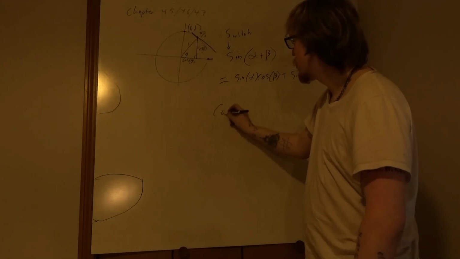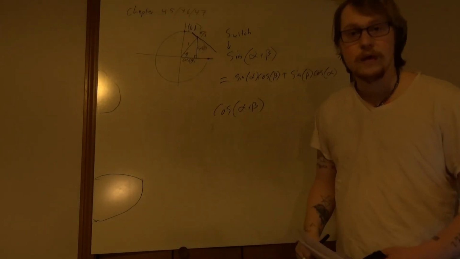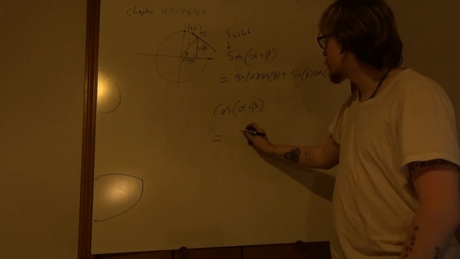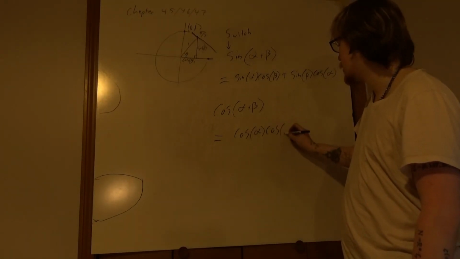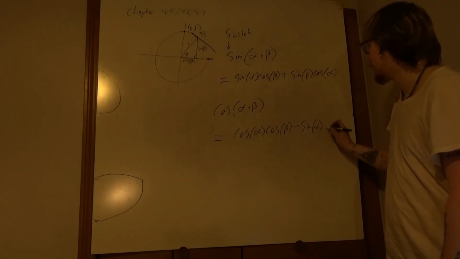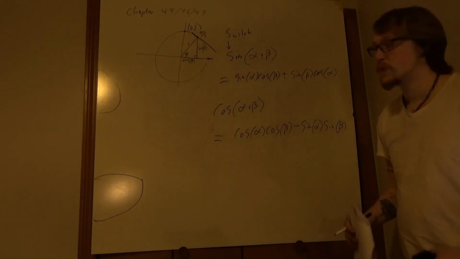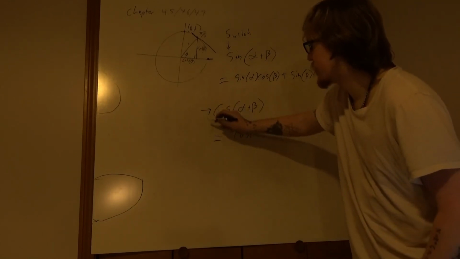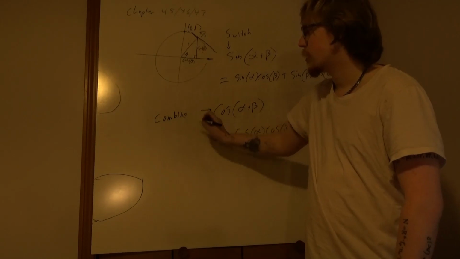If we have cosine of alpha plus beta, it does not behave the same way. It has its own formula, and what this turns into is cosine alpha cosine beta minus sine alpha sine beta. I mean, I do have one for this. It starts with a C, and so I say that means combine, right?